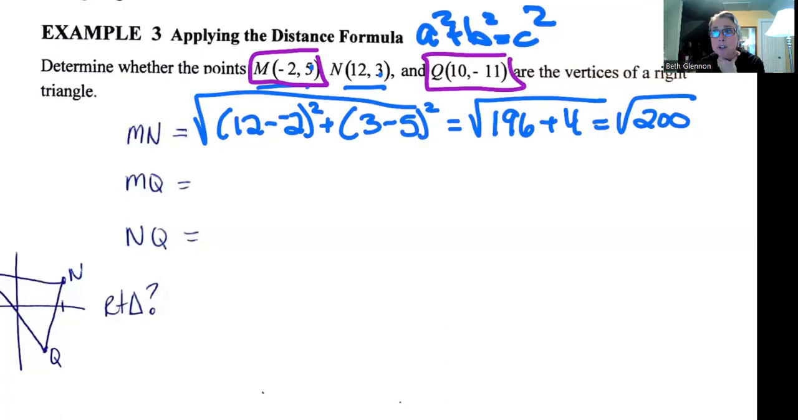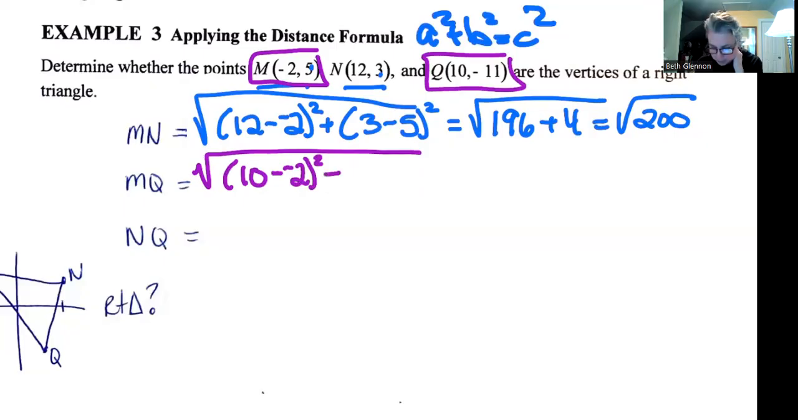I'm going to take the difference of the X values. So the square root of the difference of the X values. So that's going to be 10 minus negative 2 squared. And then I'm going to do the difference of the Y's, which will be negative 11 minus 5, and I'm going to square them. So let's go ahead and do our calculations here.